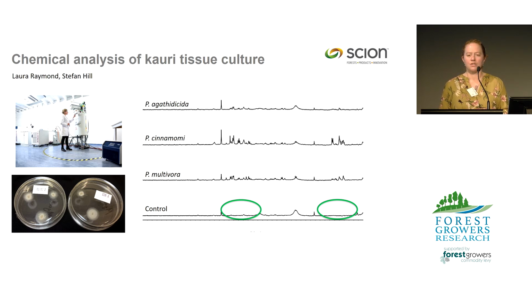Now what we see when we do this metabolomic analysis is that in the controls we don't see any induction of these particular chemicals, but we do see an induction of defence chemicals in the Phytophthora-infected kauri. Interestingly, those defence chemicals are induced to a lower extent when the kauri tissue culture is infected with Phytophthora agathodicida. So maybe this is how agathodicida can be such an aggressive pathogen on kauri, in that it doesn't actually make kauri induce those chemicals that assist in defence.